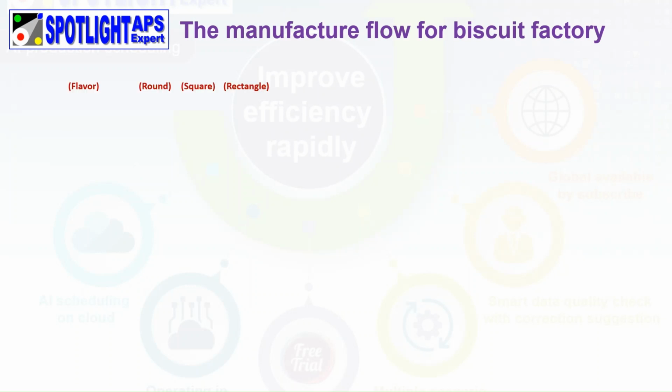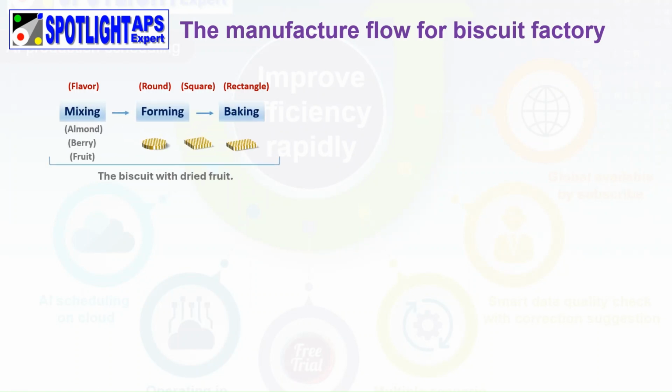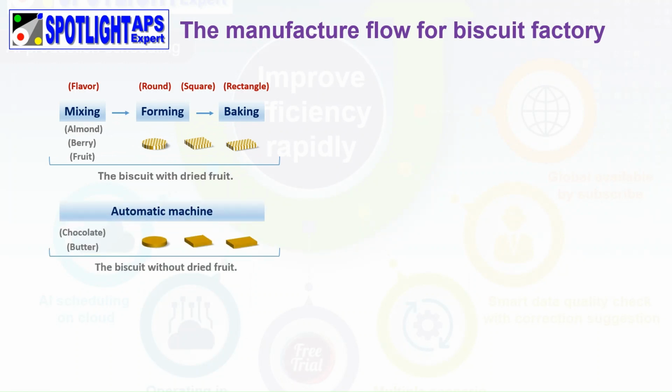In this template, we set up data for a biscuit factory. The major manufacturing process is like in this picture. Some biscuits with dried fruit are produced by the listed process step by step in different machines. The biscuits without dried fruit will be combined by flavor to produce in an auto line.